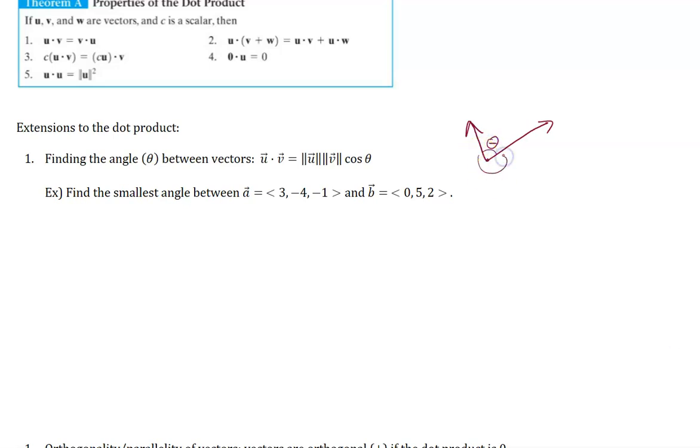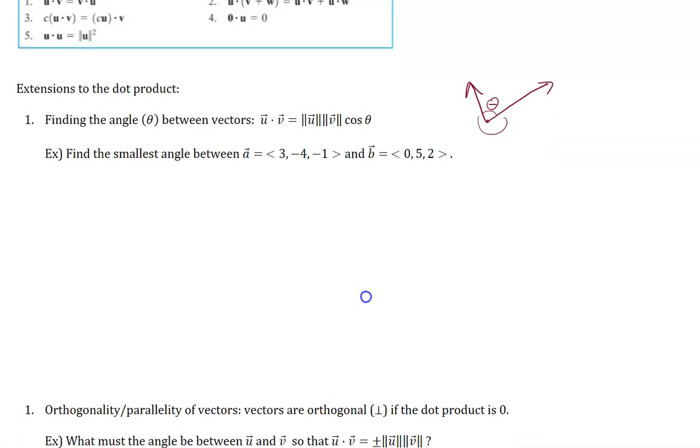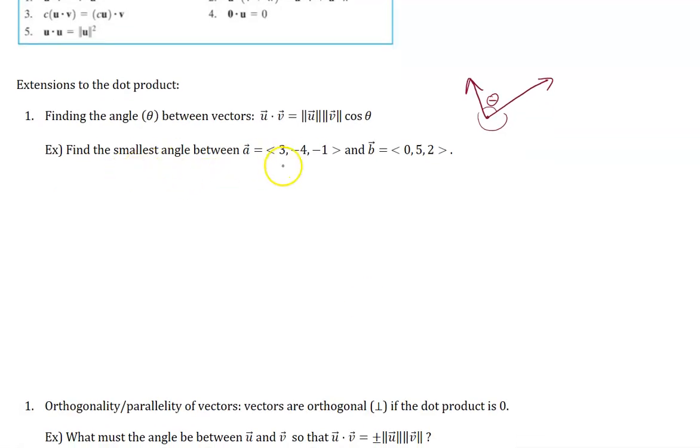Now, this is also an angle between them, but generally we're not talking about the reflex angle, but the acute angle. All right, so we're going to do an example here, finding the smallest angle, or finding theta, between these two vectors. So I'm going to find the dot product and the magnitudes of each vector, and then we will use this equation to solve for theta.